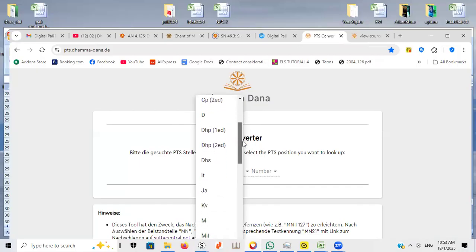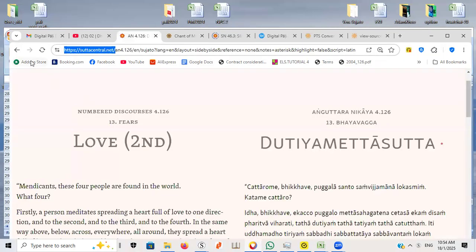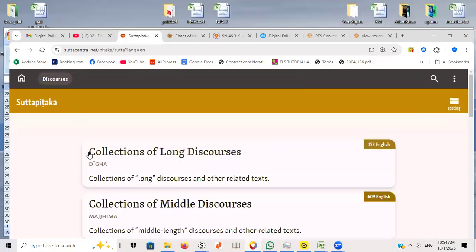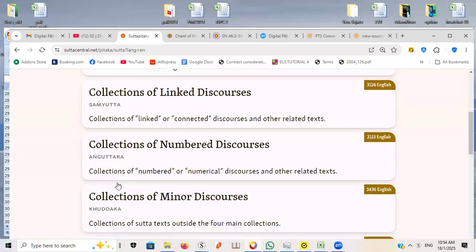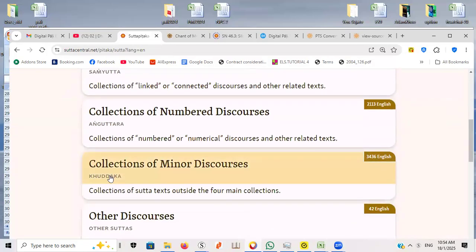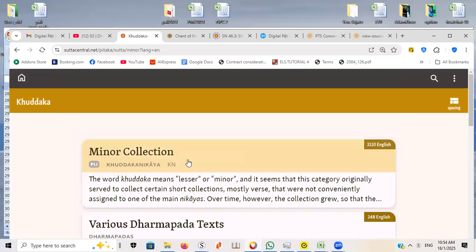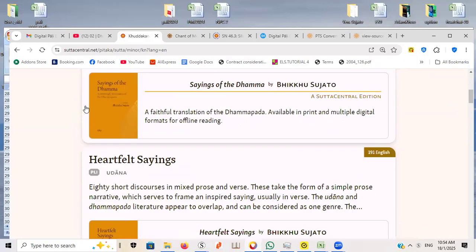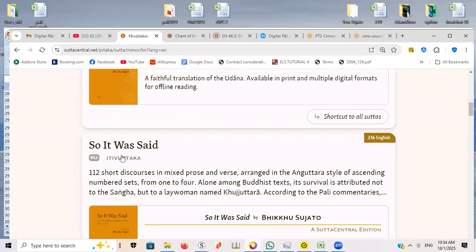Let me see. I think it's not in here. What you can do is, here, you can go under discourses. You go to KN, under Khuddaka, and then look for that. Khuddaka, Khuddaka Nikaya, Itivuttaka, Suttanipata, Theragatha.